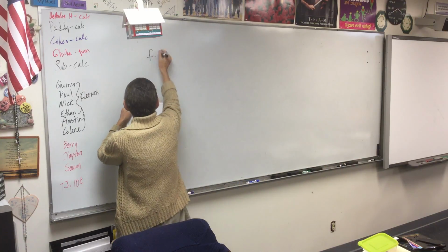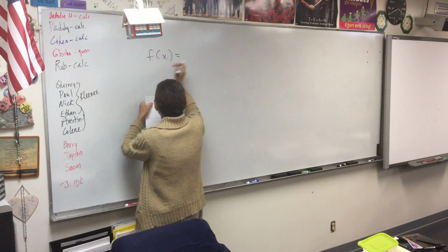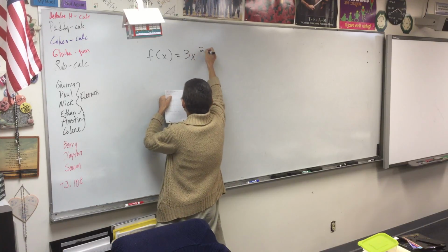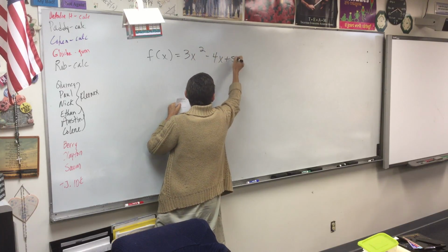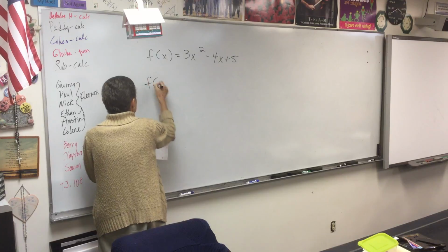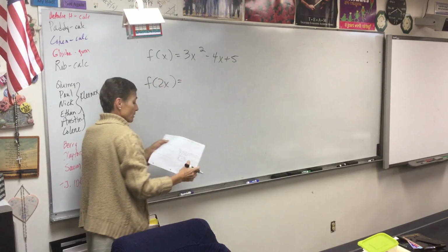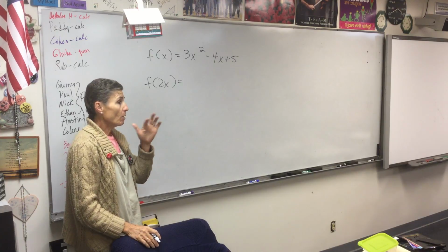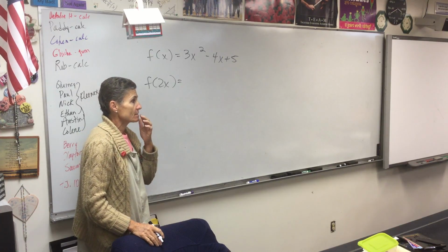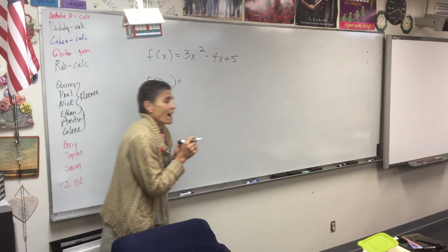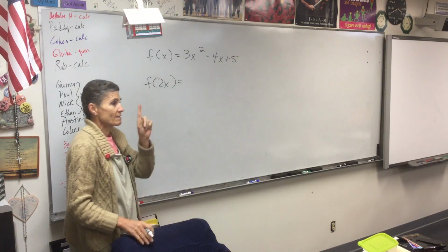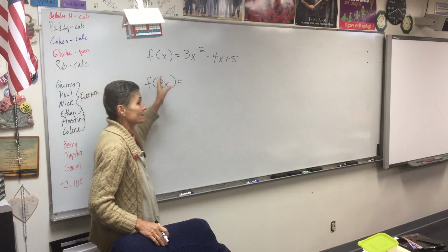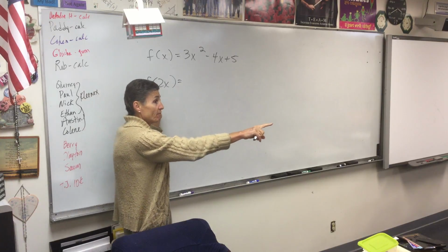Find f of 2x. Okay, what does that mean? What does it mean when we say find f of 2x? What's that mean? I don't multiply by 2. That's not what it means. Oh, in terms of graphing, it means it would be half as wide. That's true. But what about in terms of evaluating the function?